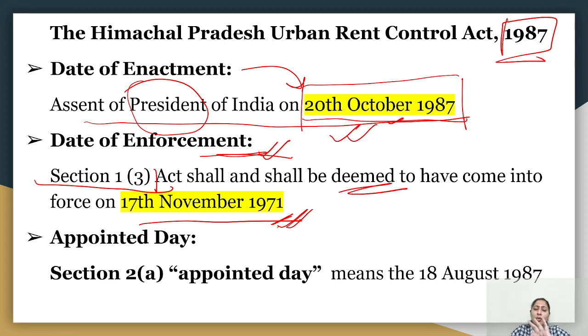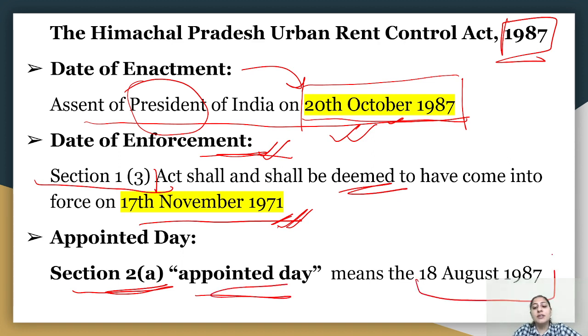And the third and the most important date is that given in Section 2A as the appointed day. So this is 18th August 1987. Kindly mark 18 August and the same year as the legislation, 1987. We had a question on this in the prelims last year, right? So where is it defined? It is defined in 2A. The day is called the appointed day.